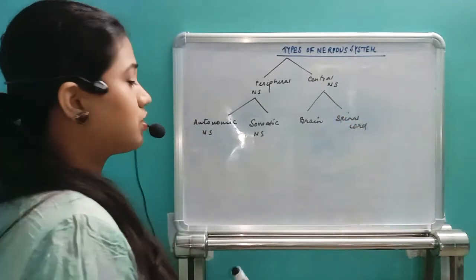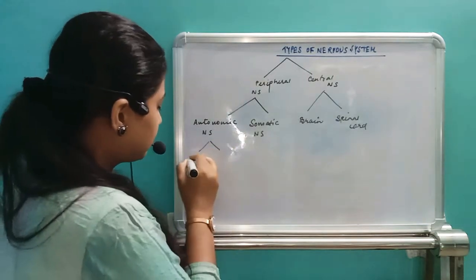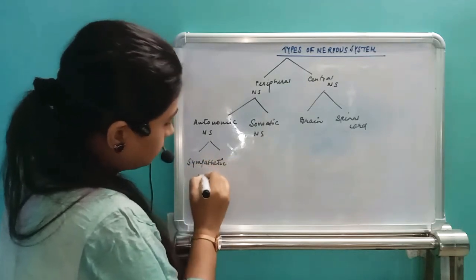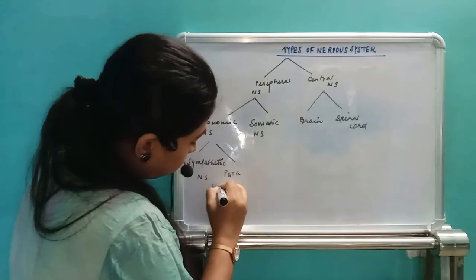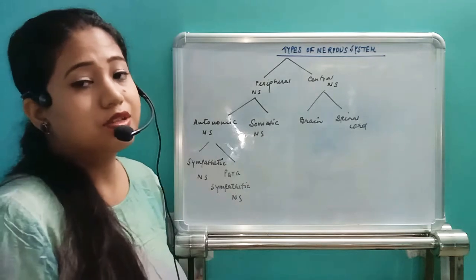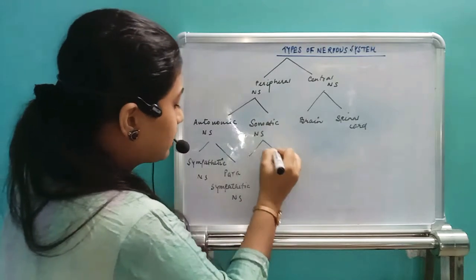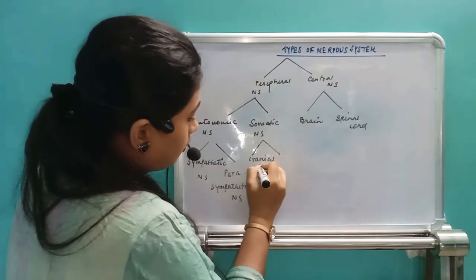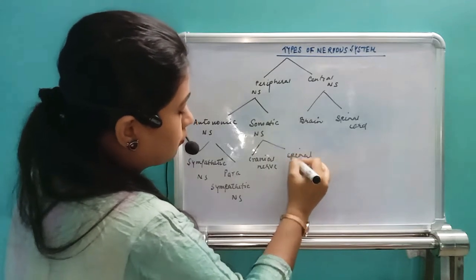Next, the autonomic neural system is once again divided into two types. One is the sympathetic neural system, and the other is the parasympathetic neural system. The somatic neural system also has two types of nerves. One is the cranial nerves, and the second one is called the spinal nerves.